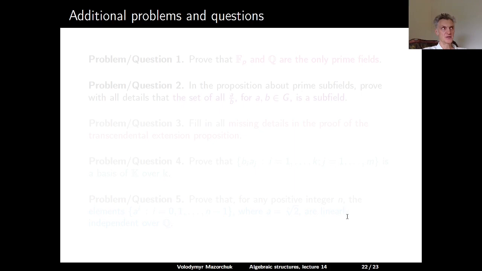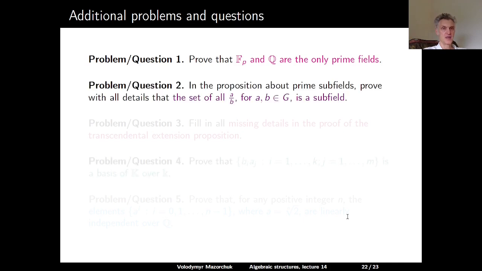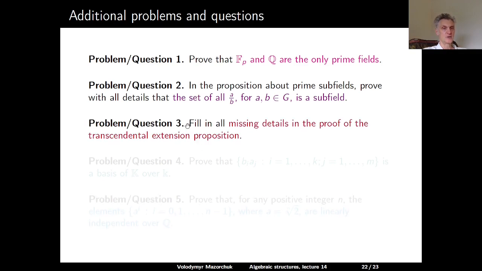Some additional problems and questions at the end. Question 1. Prove that F_p and Q are the only prime fields. Question 2. In the proposition about prime subfields, prove with all details that the set of all a divided by b, where a and b are in G and b non-zero, is a subfield. Question 3. Fill in all missing details in the proof of the transcendental extension proposition.